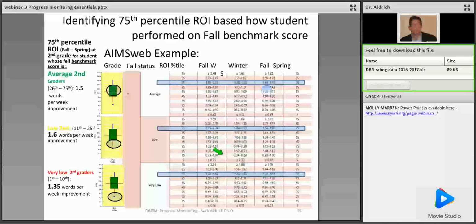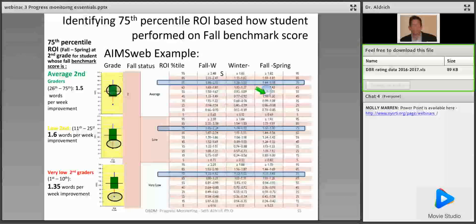There are these norm tables for various assessments where we look at 75th percentile growth. So average growth would be 1.2. That's 50th percentile in this band, and it's fall to spring. This is an AimsWeb example, but I'm going to show you another tool based on a different norm group and different assessments where the data looks amazingly similar. So 1.2 would be average growth for a second grader, fall to spring.